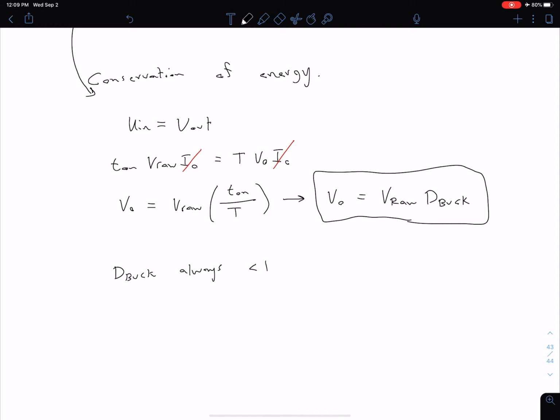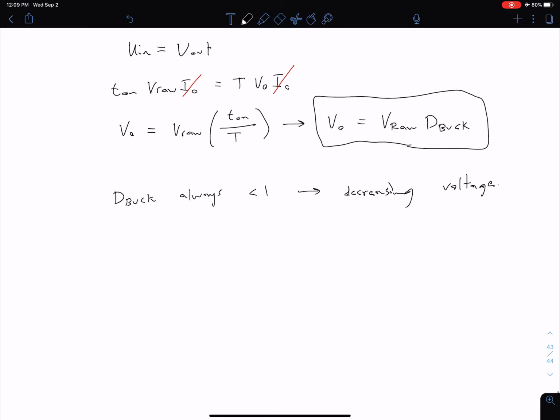So D_buck is always less than 1. And so as advertised with our buck converter, what that means is that we're going to be decreasing voltage. And that's independent of any of those component values, our inductor, our capacitor, our frequency, anything like that. So this is, for a buck converter, always going to be less than 1.